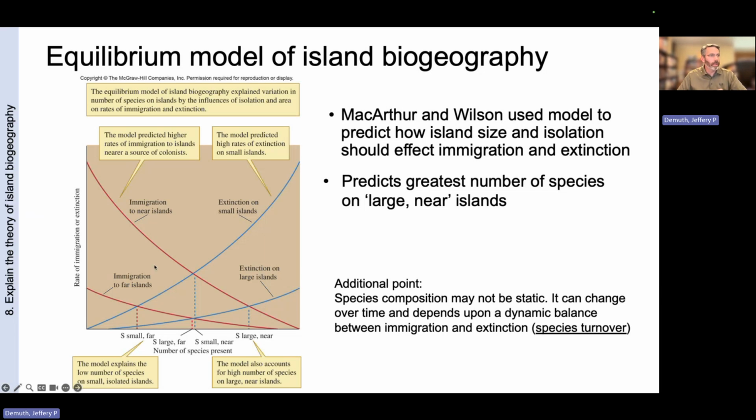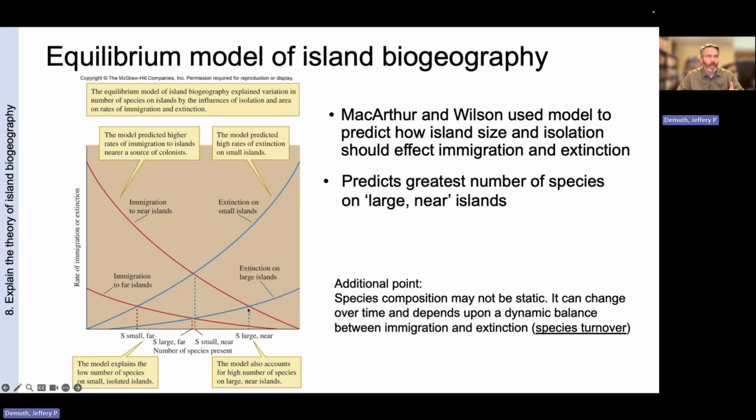So you can see, if you have those four disparate combinations, near versus far, small versus large, any combination of those is going to give you a different expectation for the equilibrium number of species. So, for example, if you are on a faraway island that is small, so you're on the low immigration line and you're on the high extinction line, then you expect to have very few species.